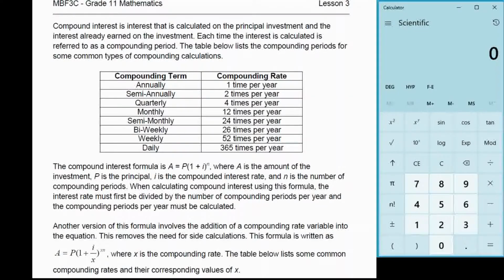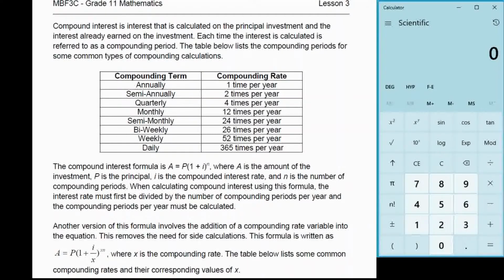Bi-weekly, so this would be every second week, would be 26 times per year. Notice the difference between bi-weekly and semi-monthly. Semi-monthly usually occurs on the 15th and the 30th of the month, whereas bi-weekly usually occurs on every second Monday, for example, or a day of the week. Then we have weekly, which is 52 times per year, and daily, which is 365 times per year. We don't include a leap day in that.